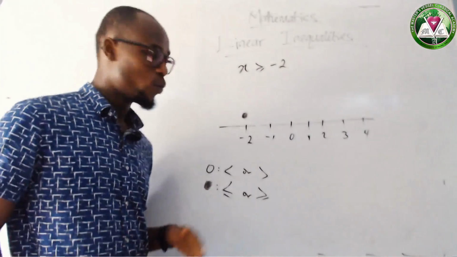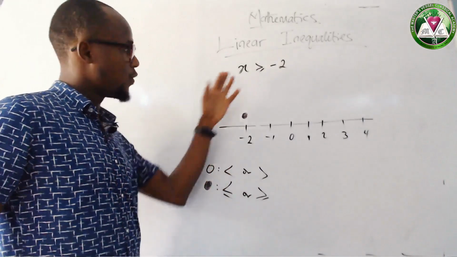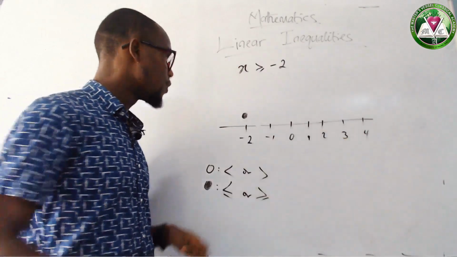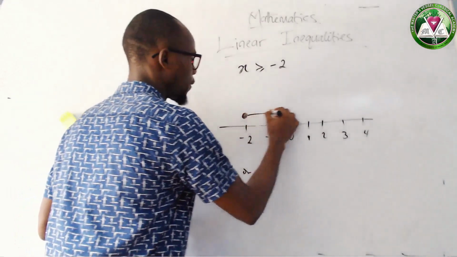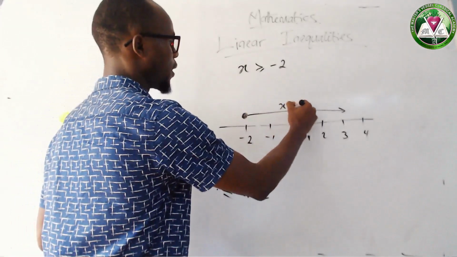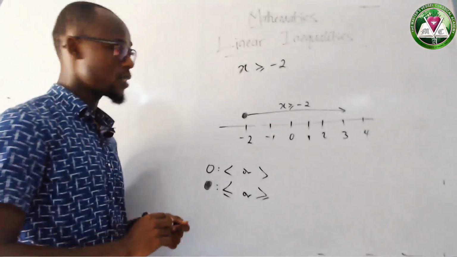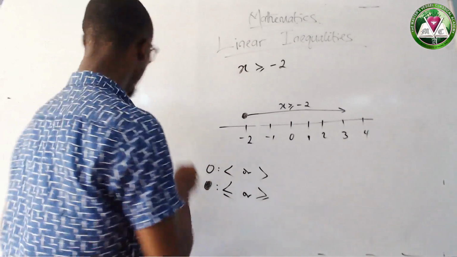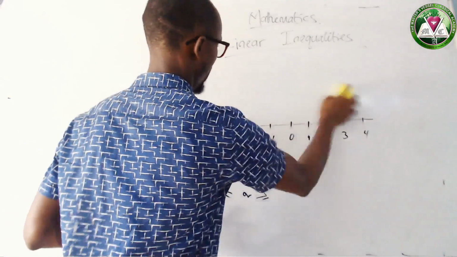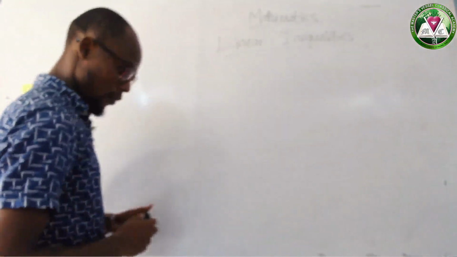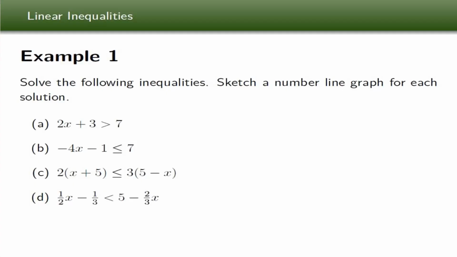And then the arrow we draw depends on the direction of the inequality. You can see the direction of the inequality here tends to the right. So we're going to draw our arrow towards the right hand side. And this is the inequality for x greater than or equal to -2. And this is how you represent inequalities on a number line. So we'll move to the next example, which requires us to sketch our solution on the number line.